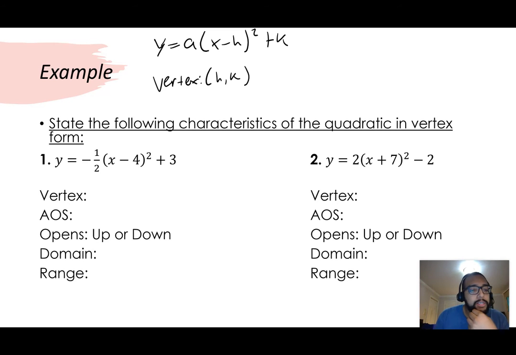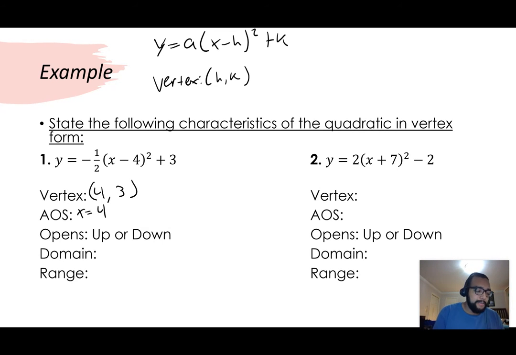So on this first equation, y equals negative 1/2 (x minus 4) squared plus 3, my vertex is at the opposite of h, so it'll be 4 comma my k value. It'll be 4 comma 3. And that axis of symmetry is just that vertical line that goes through the middle of the vertex. So it's where your parabola is symmetric. That means it's going to go through the x value of my vertex.